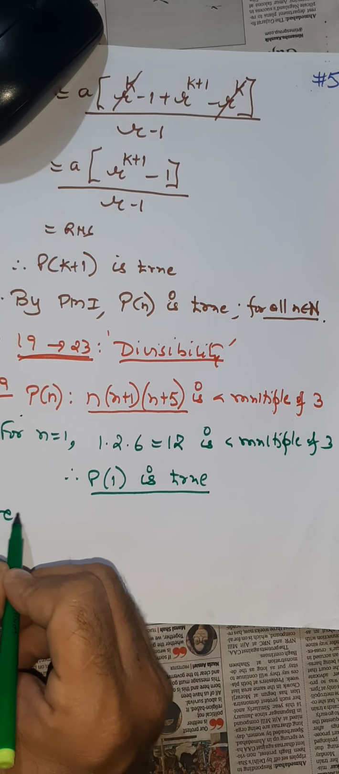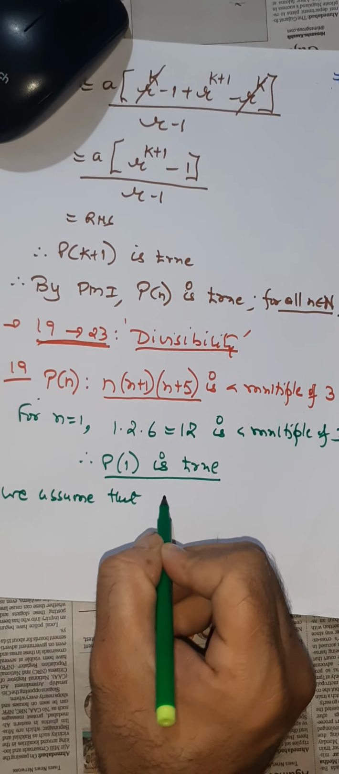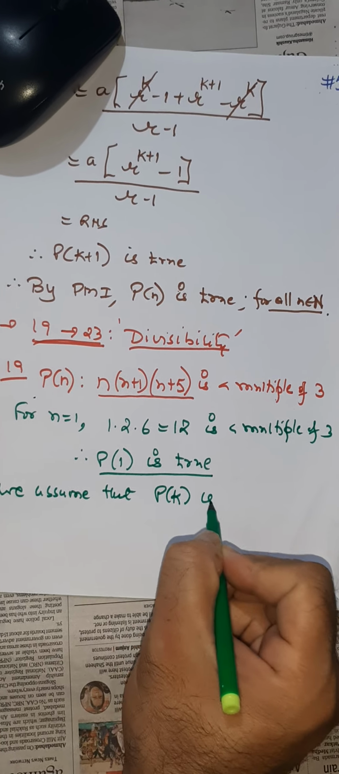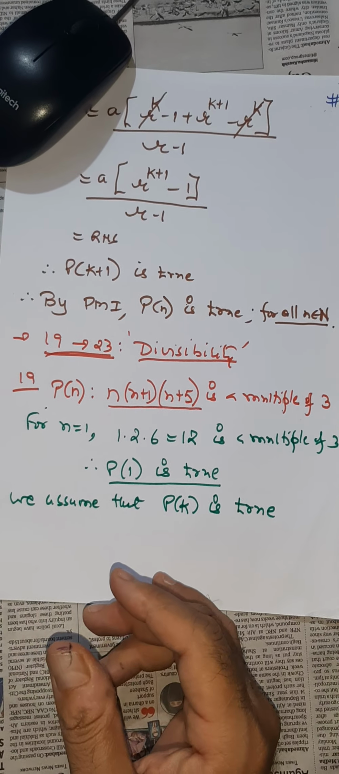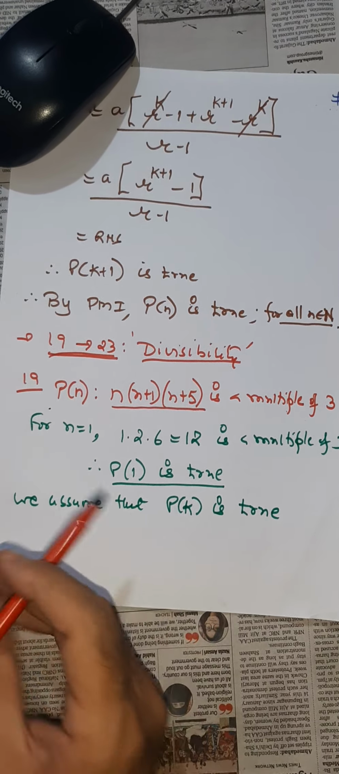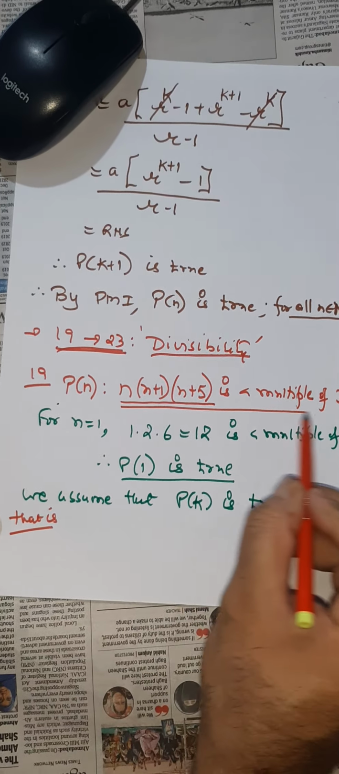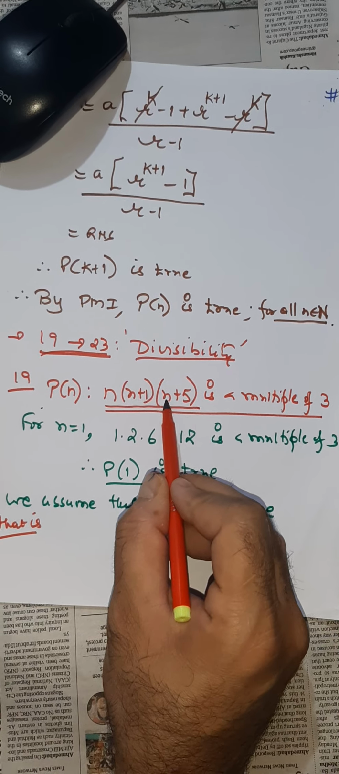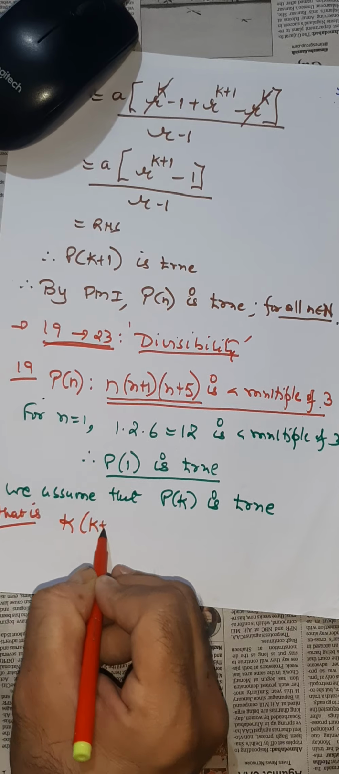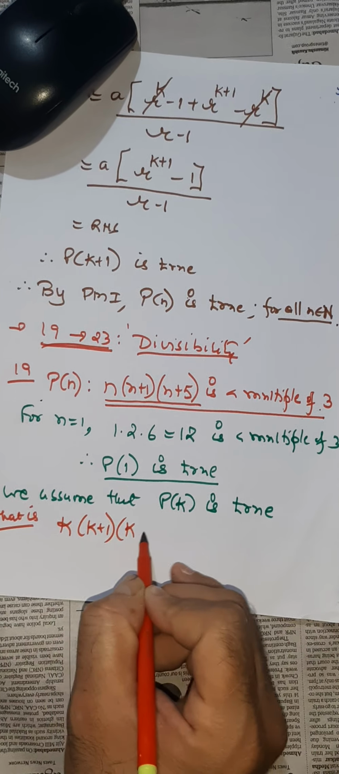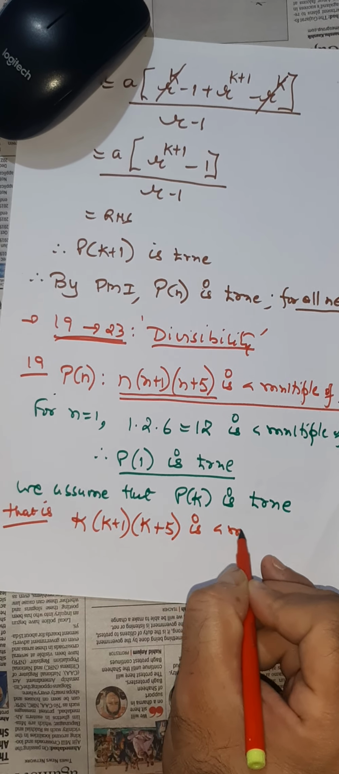Now our assumption. What is our assumption part? We assume that P of k is true. That is, in this statement, instead of n, if I write k, which is also a multiple of 3, that is k into k plus 1 into k plus 5 is a multiple of 3.